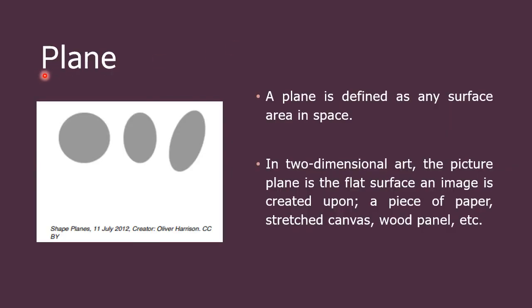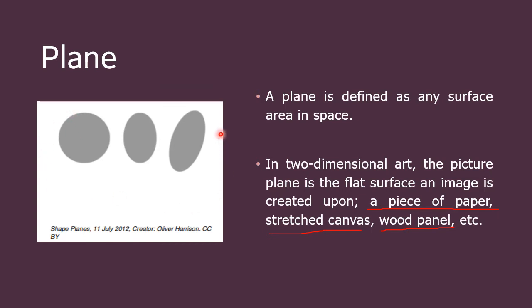Next is plane. Plane is defined as any surface area in space. In two-dimensional art, the picture plane is the flat surface an image is created upon. For example, the piece of paper, stretched canvas, and the wood panel. The space right there refers to the plane. So let's take a look at shape planes. A shape's orientation within the picture plane creates a visually implied plane. It infers the direction and depth in relation to the viewer.